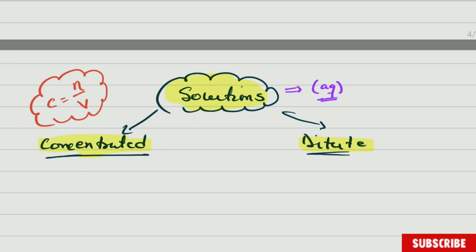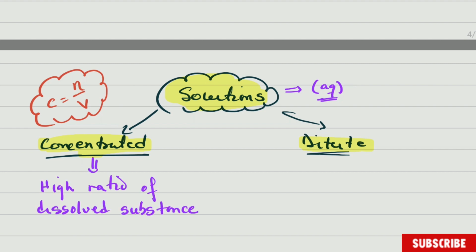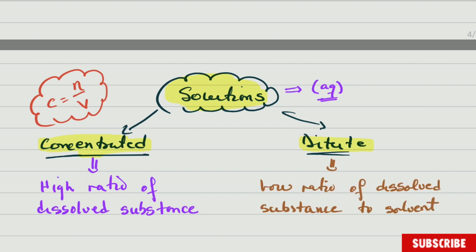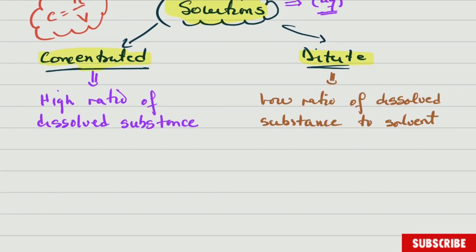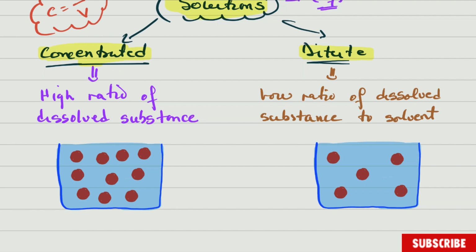Now, what is a concentrated solution? The concentrated solution is the one that has a high ratio of dissolved substance. What is a dilute solution? Well, the dilute solution is the one that has a low ratio of dissolved substance to solvent. Okay, so let's look at this picture so you can understand what we are saying here.